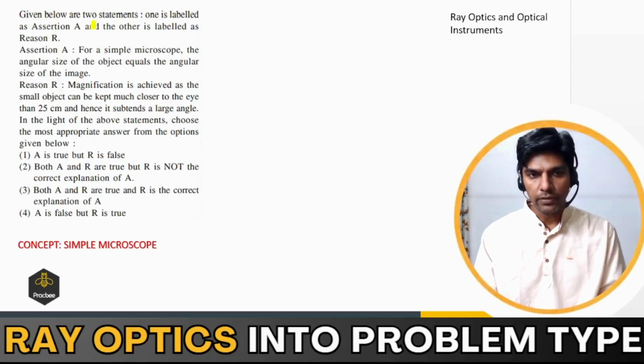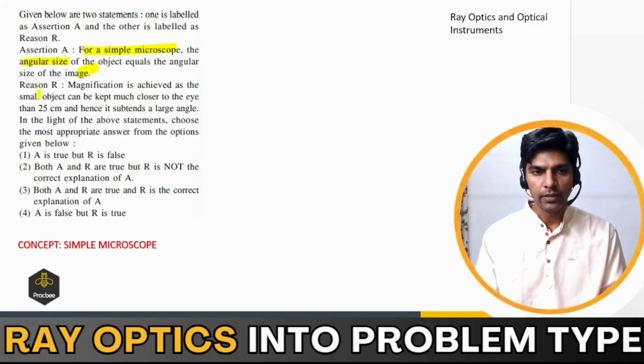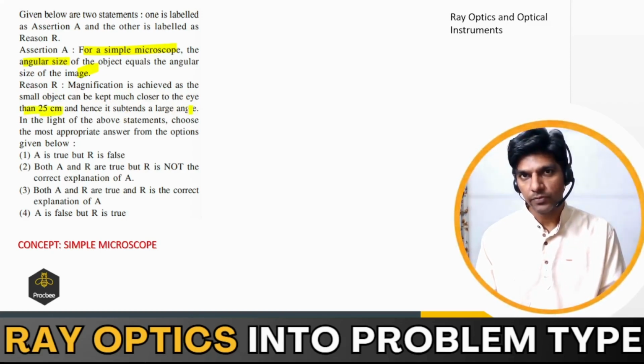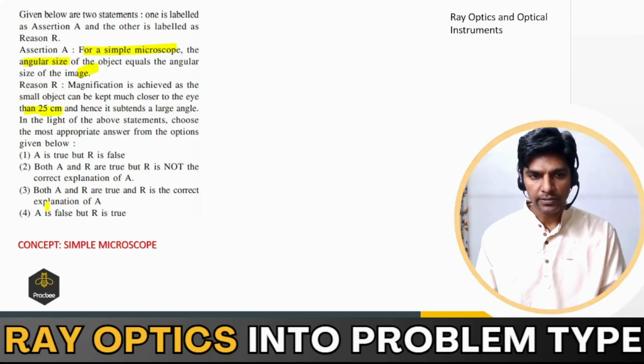So we have given an assertion as well as a reason. Let us see the assertion. For a simple microscope, the angular size of the object equals the angular size of the image. Yes, that is true. That's what we have seen. Reason: magnification is achieved as the small object can be kept much closer to the eye than 25 centimeter, hence it subtends a larger angle. Yes, that we have just discussed, so the reason is also correct. So we can say both A and R are true, and R is the correct explanation of the assertion. So option 3 is the right answer.